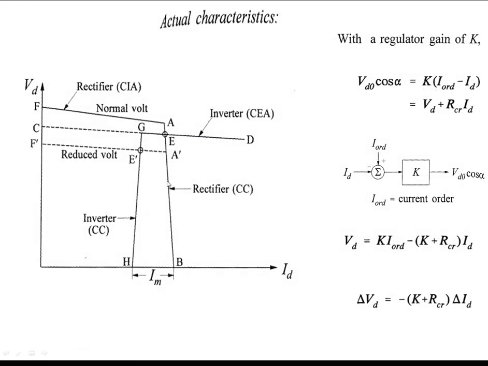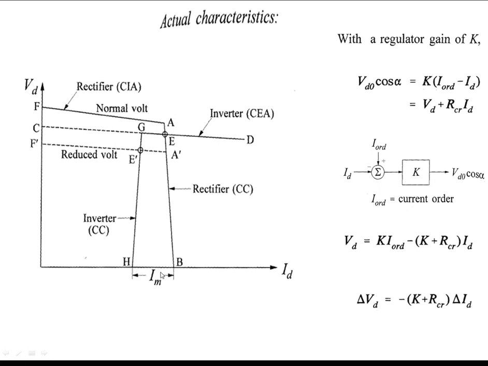So here you can see that this is the current order limit for the rectifier. This is the constant current mode of the rectifier, and this is the constant current mode of the inverter. The difference between this current order of inverter and rectifier is called the current margin. So when the current order signal is given to the inverter, that signal is nothing but the current signal given to the rectifier minus this current margin, so that we can generate the current order for this inverter. So the rectifier current order minus current margin is equal to the current order for the inverter.